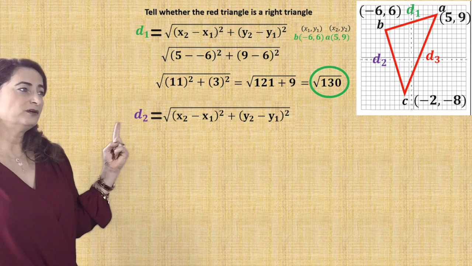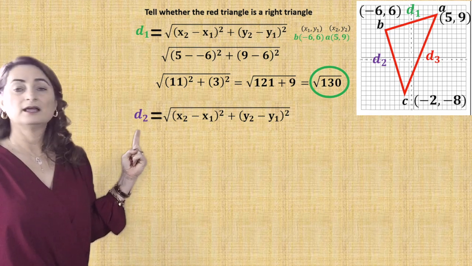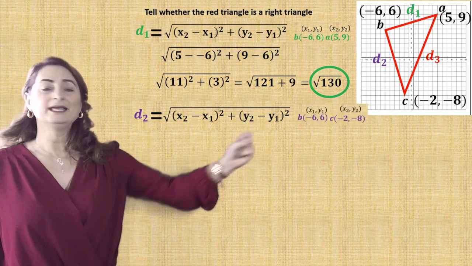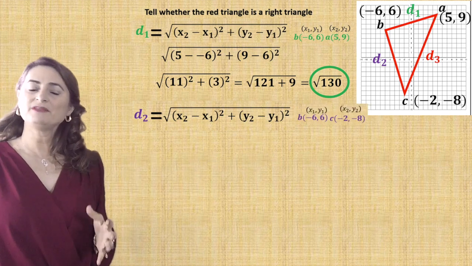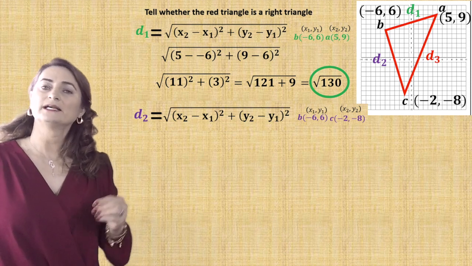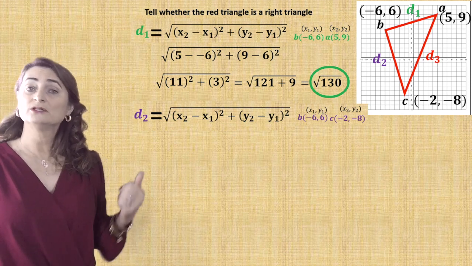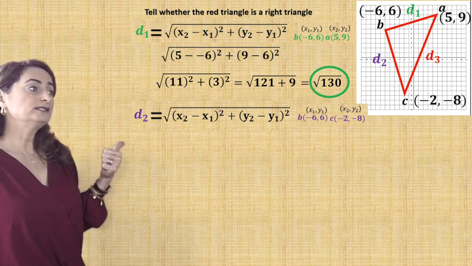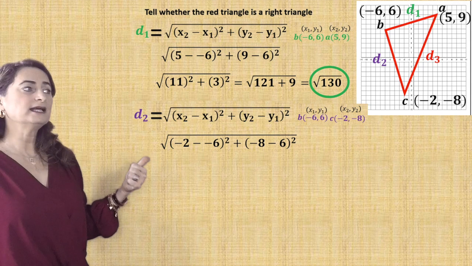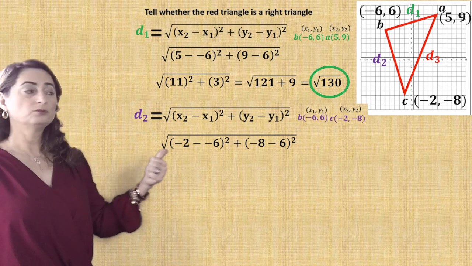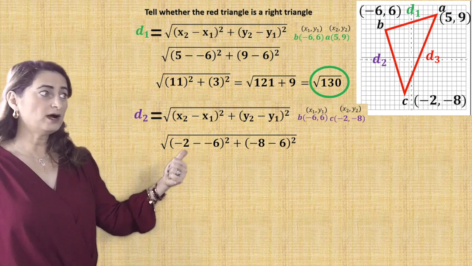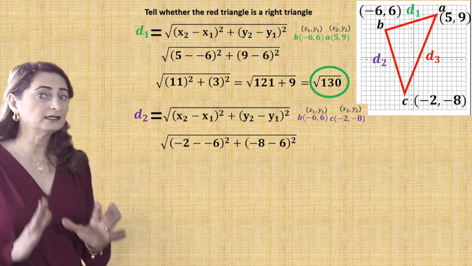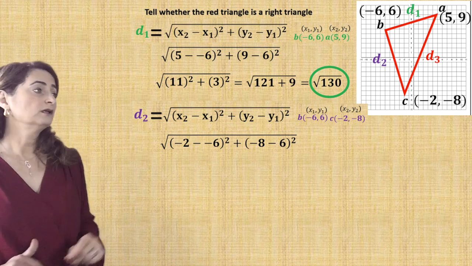Again, use the distance formula to find what D2 is. So which numbers to use? Write the coordinates for B and C this time. Name the first one x1, y1, and the second coordinate x2, y2 to know which numbers to replace in the equation. x2 minus x1, so negative 2 minus negative 6, but make sure it's squared, plus subtract the y's, which is negative 8 minus 6, and you need to square it. Again, it's still under the square roots.